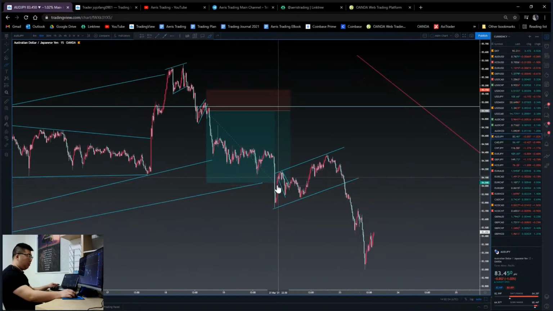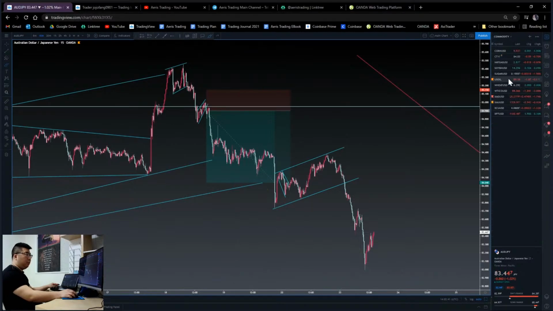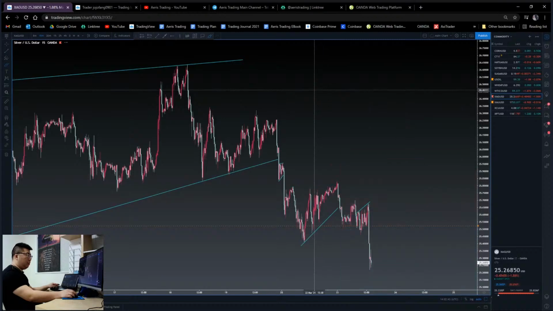Same exit when I saw the lower time frame. So I'm happy overall with the result. I was looking for a continuation here, which exactly happened as well. I just chose pound yen instead because of risk reward. So that's pound yen. I'll go over silver. Silver as well, let's talk about silver.